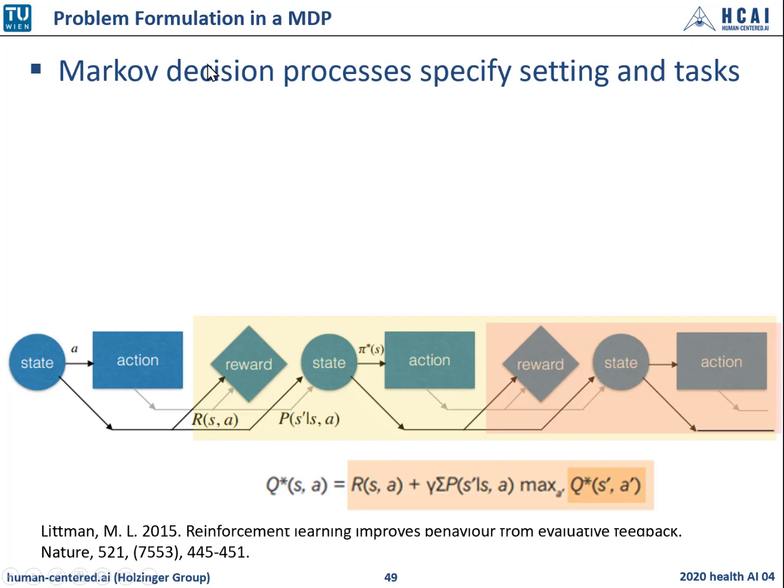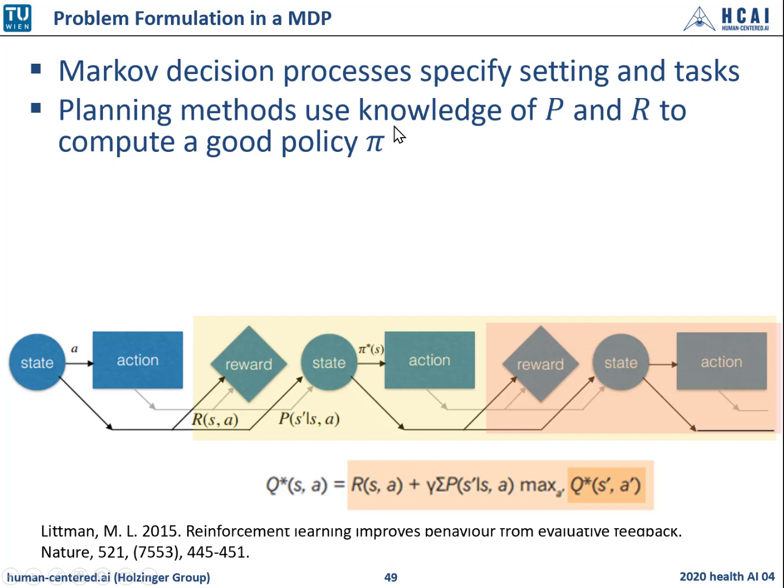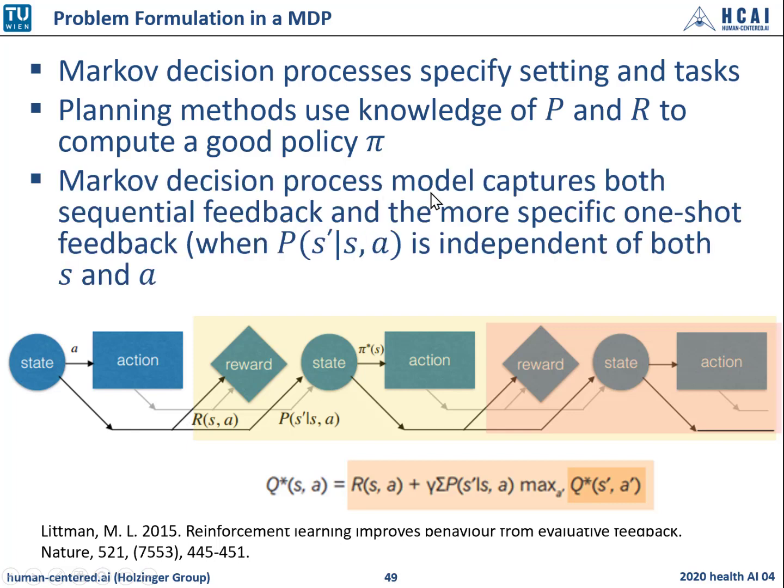So Markov decision processes specify setting and task. Planning methods use knowledge of P and R to compute a good policy, which is called Pi. And maybe our brain learns like that. So the Markov decision process model captures both sequential feedback and the more specific one-shot feedback.